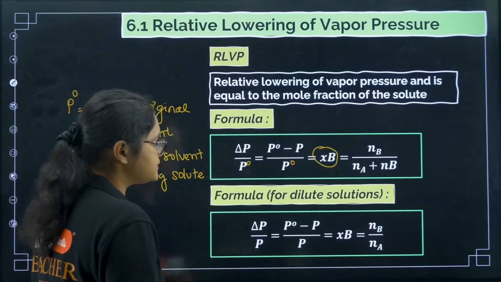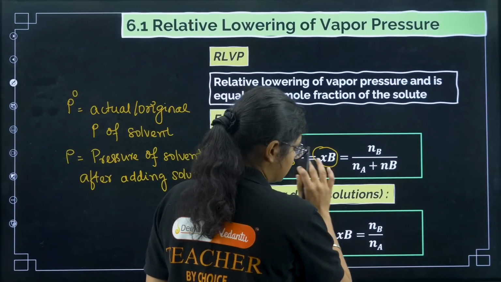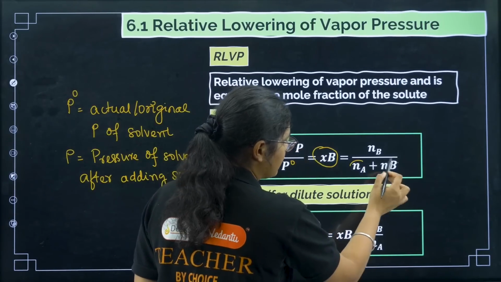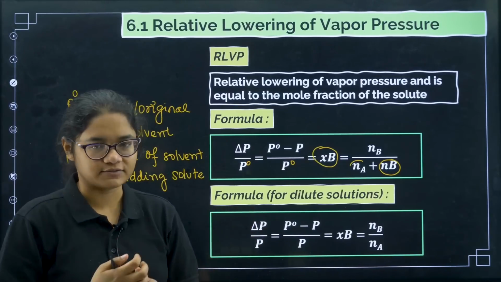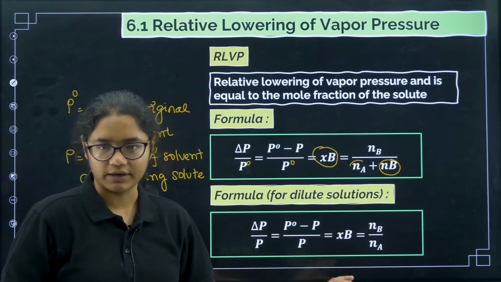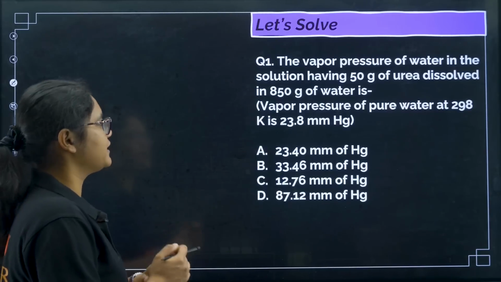Okay, now you can see here, generally when we do calculations, especially in this type of question, this n_B can be ignored because in a large amount of solvent very few particles of solute are there, so we can generally ignore it. Okay, let us see the next question on this topic.